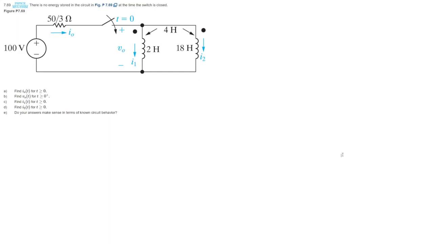7.69 is a lot like the last problem, except for one tiny little difference. Instead of one current going into the dot and the other one leaving, both of these dots have a current going into them. Now the same thing still applies. There's no energy in the circuit, so these currents are going to be 0.